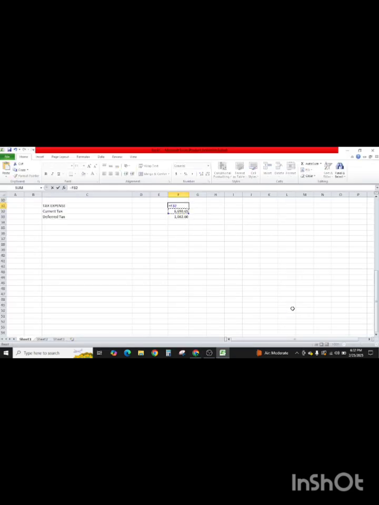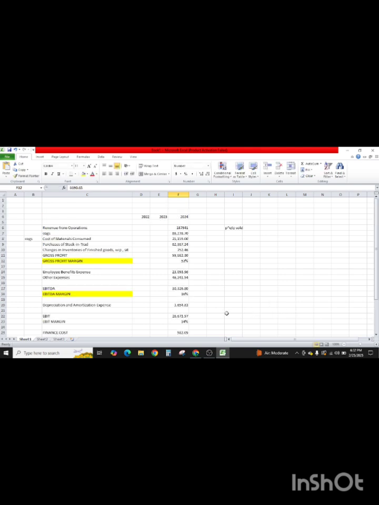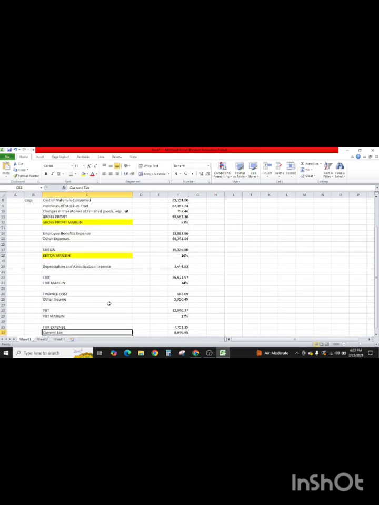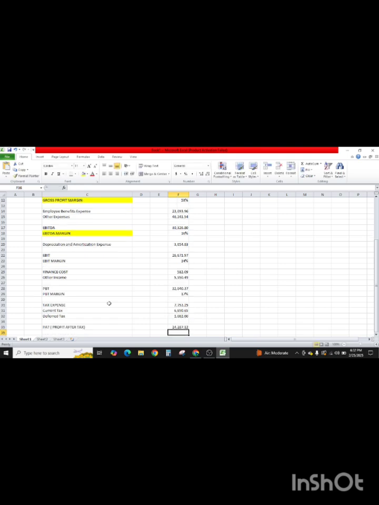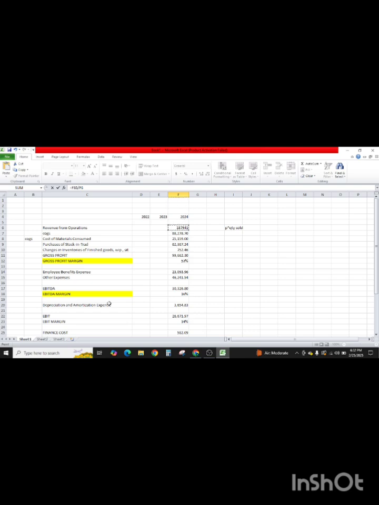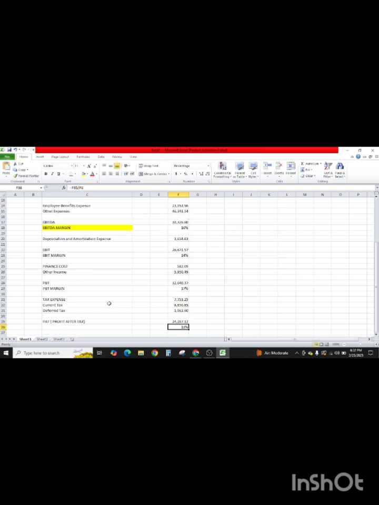If we add both of these, we will get the total tax. So PAT, profit after tax. What is the profit which they have earned? It will be nothing but PBT minus tax expense. Now PAT margin is equal to this divided by revenue from operation, which will be 13%. So this is their PAT margin.